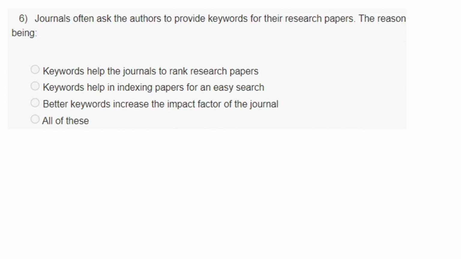Journals often ask authors to provide keywords for their research papers. The reason being, anybody? Have you seen keywords in a research paper? I have seen them. Not in every research paper, but most research papers have keywords. So why do you think keywords are included?